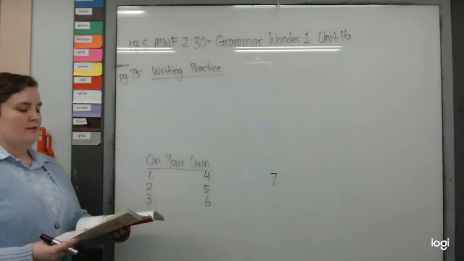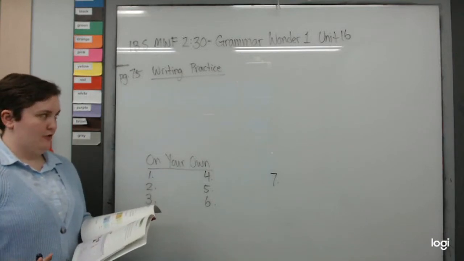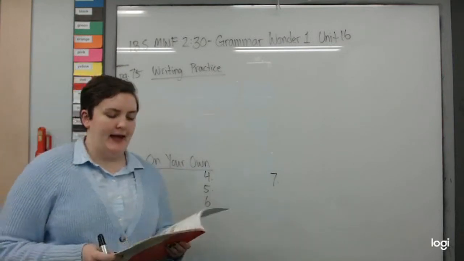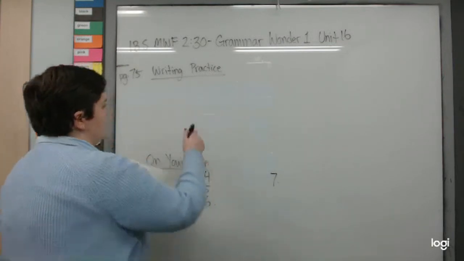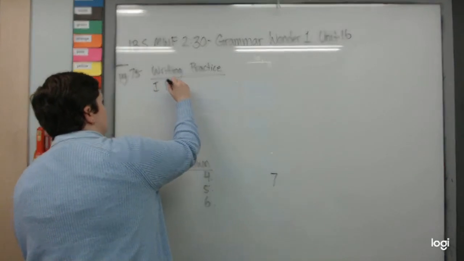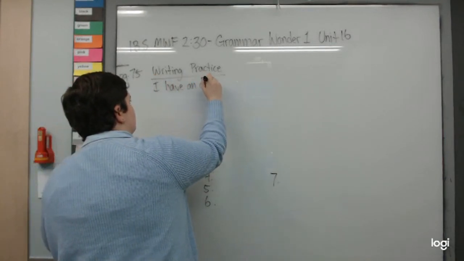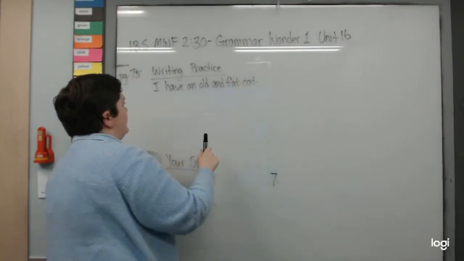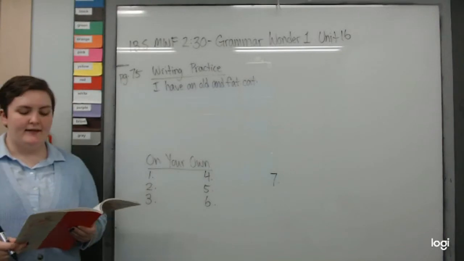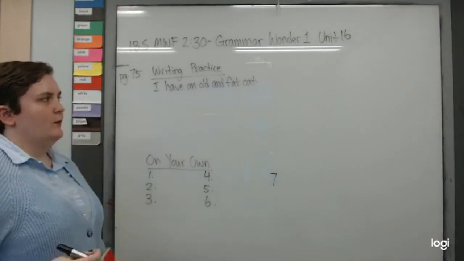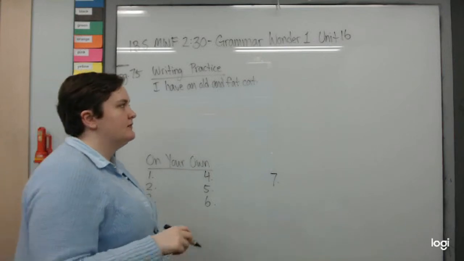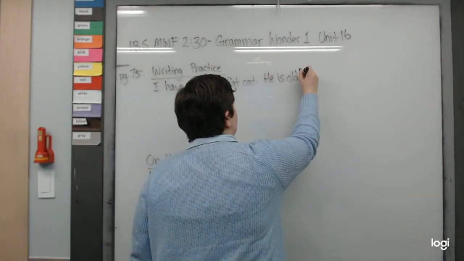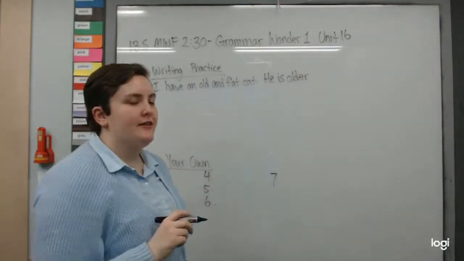Okay, find the 4 errors, the 4 mistakes. I have an old and fat cat. First sentence is good. You still need to write it. He is old than me. Well, we have than. So what do we need? ER. He is older than me.